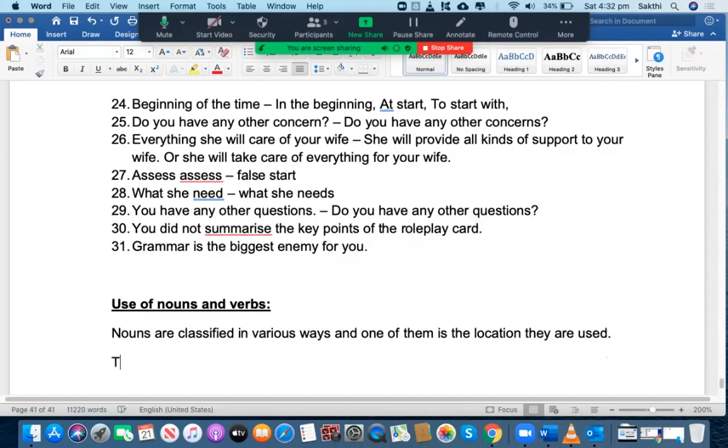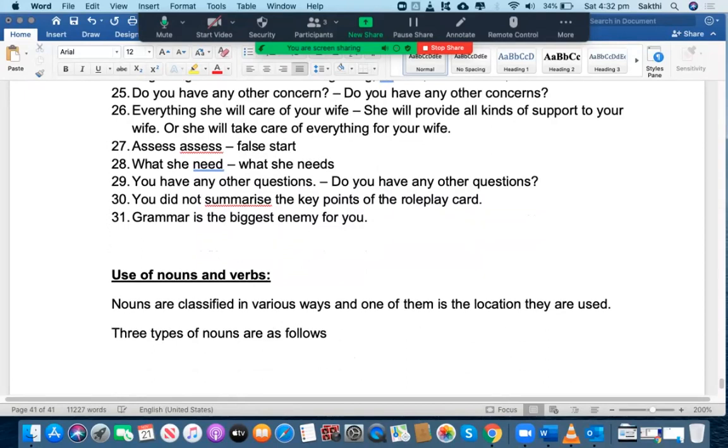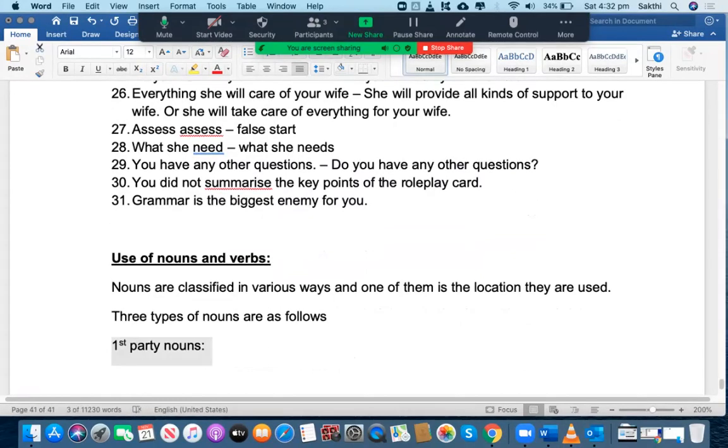So we have got three different types of nouns. The three types of nouns are as follows. What are they? The first one is what we call the first party nouns. Under first party nouns, we have got two different kinds of nouns.